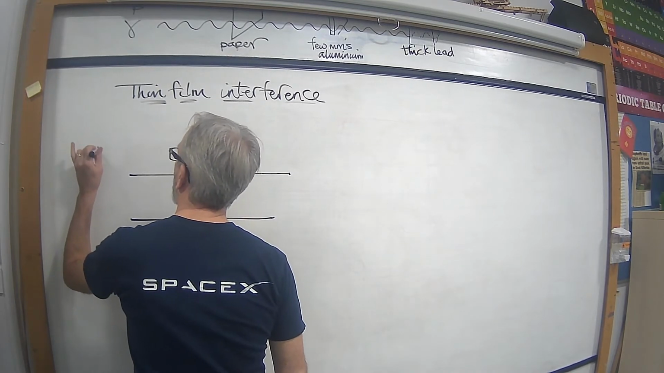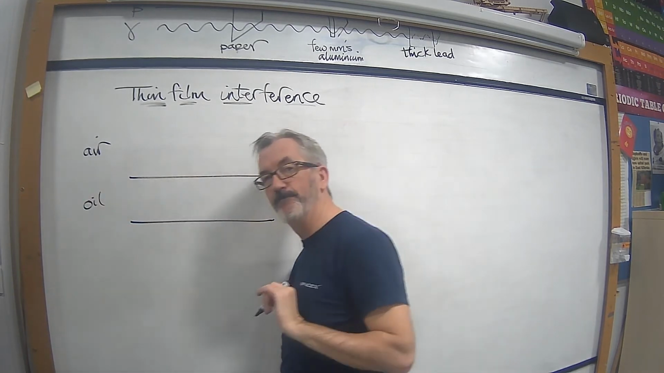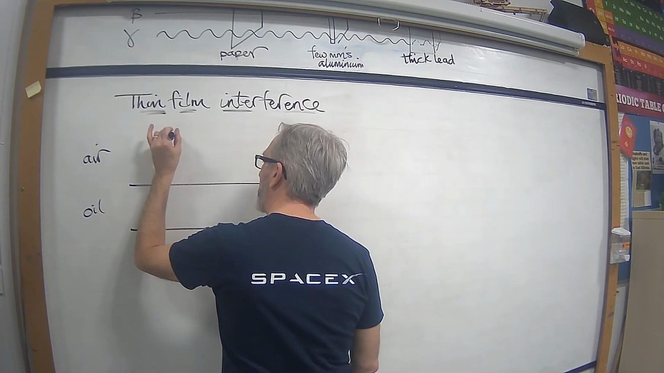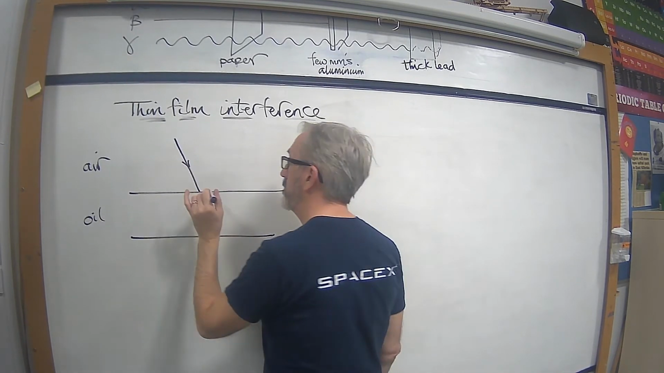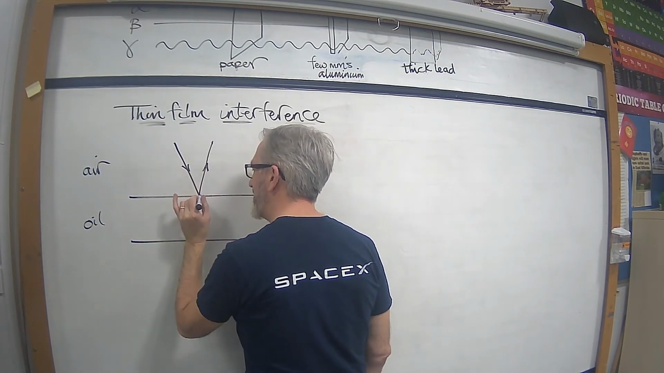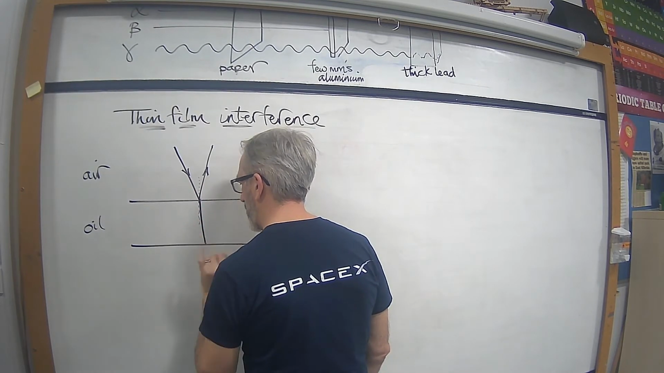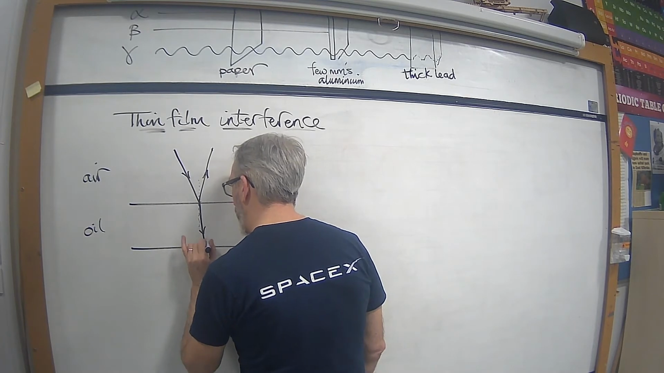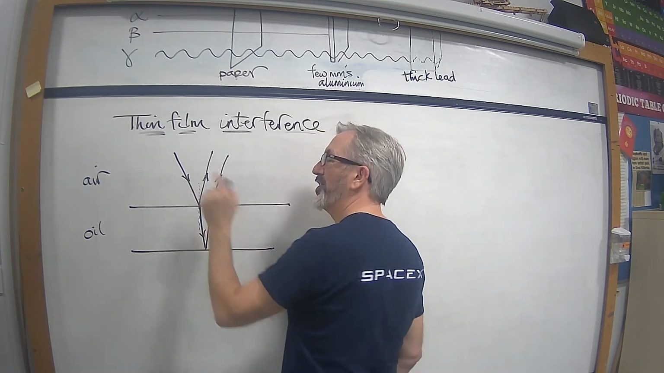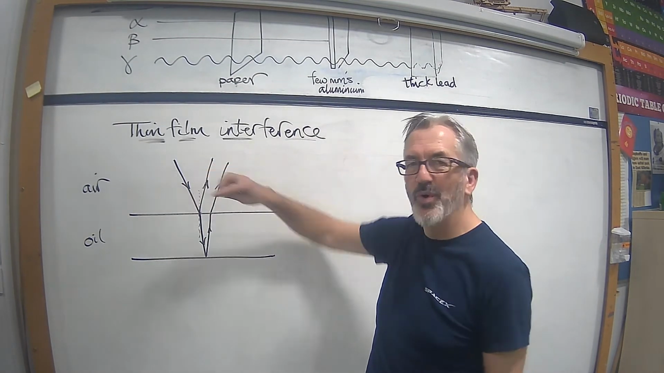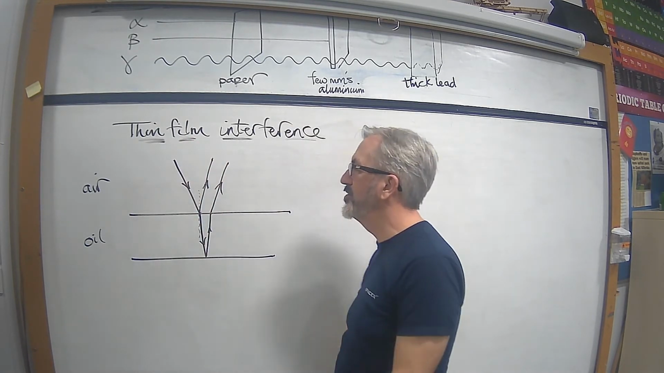So if we've got air here and we've got some other material here, it might be oil, right? And what's going to happen is that light comes in, some of it will be reflected, but some of it passes into the material, it's refracted, so it bends towards a normal if we have a normal there, and it gets reflected off the bottom surface, comes back out and interferes with itself. So although I've separated these two rays out, effectively these two rays would be superimposed on top of each other.